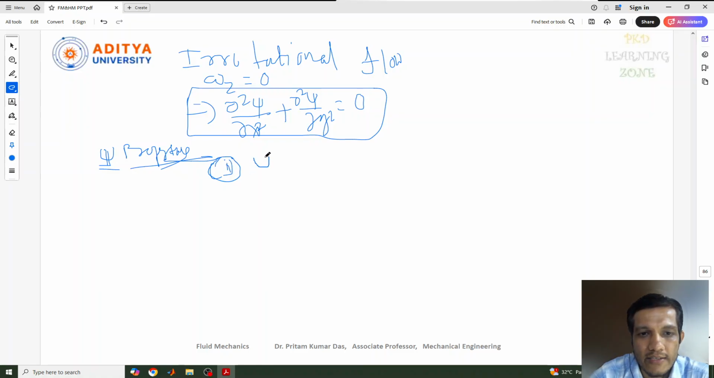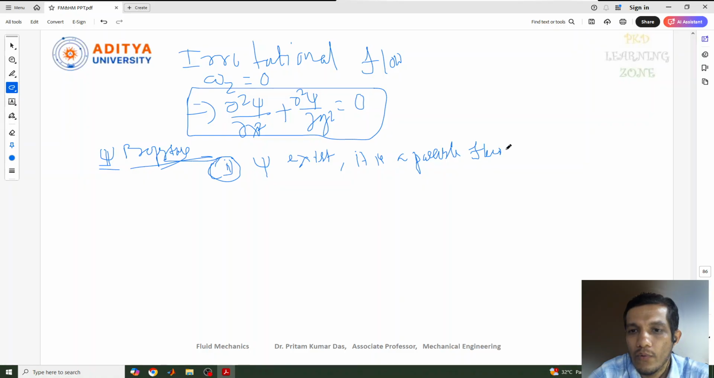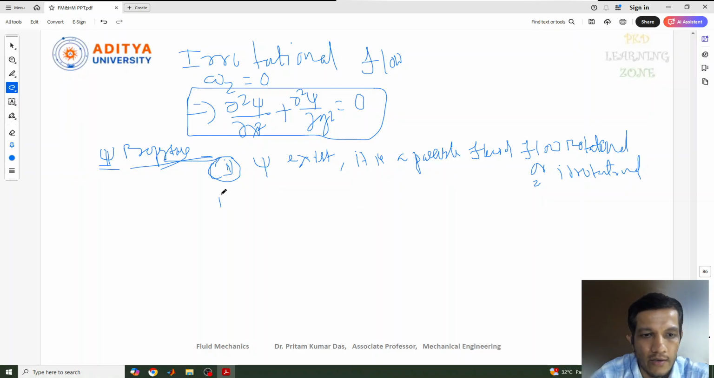If psi exists, then you can say it is a possible case of fluid flow, which may be rotational or irrotational. If you see the previous one, the velocity potential function, there we only considered the irrotational one. Now here it may be rotational or irrotational.